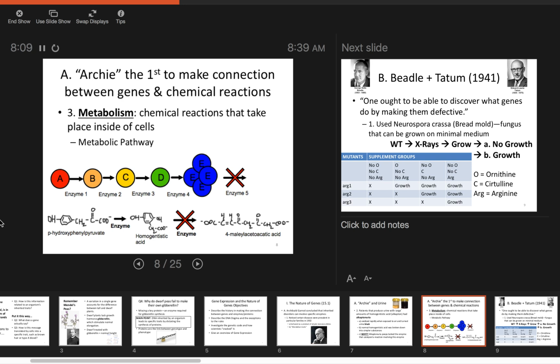Well, in this case with alkaptonuria, we have this chemical, p-hydroxyphenylpyruvate, that interacts with an enzyme to turn into homogentisic acid. But then these people lack the enzyme that breaks it down into something even simpler. So they didn't have this enzyme, thus this chemical builds up. So I did a little cartoon diagram. They don't have this enzyme, so homogentisic acid builds up in the urine, and then when they micturate, pee, it gets exposed to air and turns black.